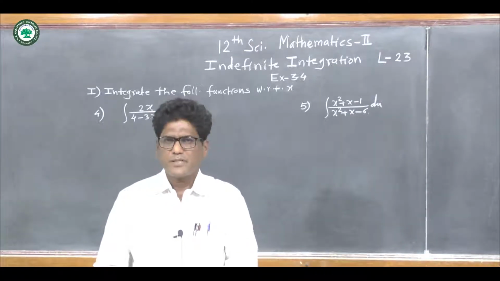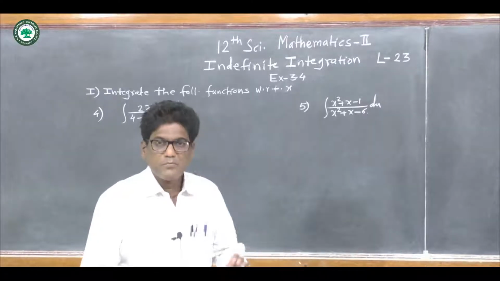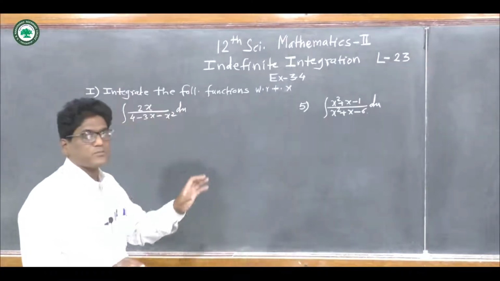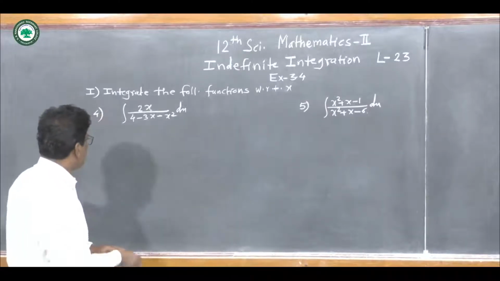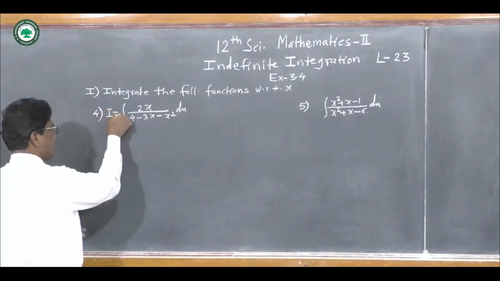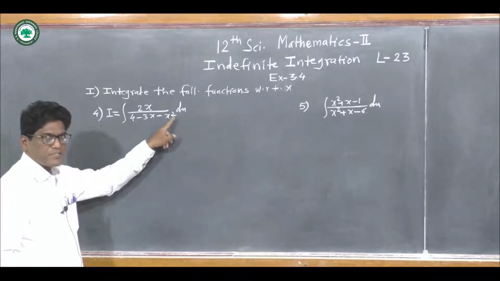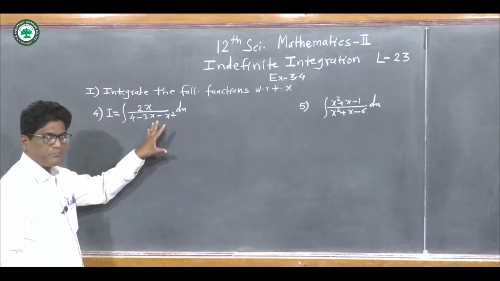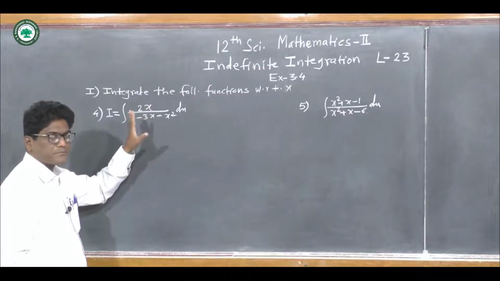Some problems we discuss here and some I solve here. So problems number 4 and 5 we only discuss and you solve by yourself. We consider this 4th problem as I is equal to integration of 2x upon 4 minus 3x minus x square dx. This is a proper rational function because the degree of numerator is less than the degree of denominator.